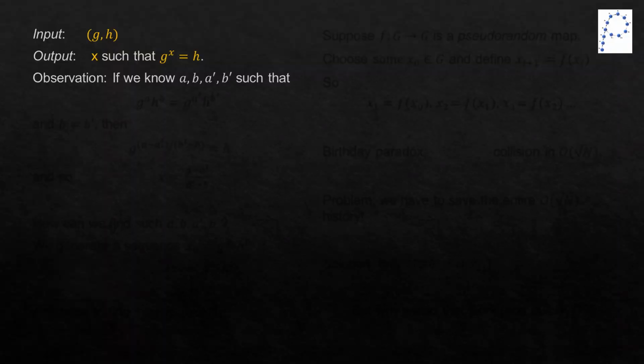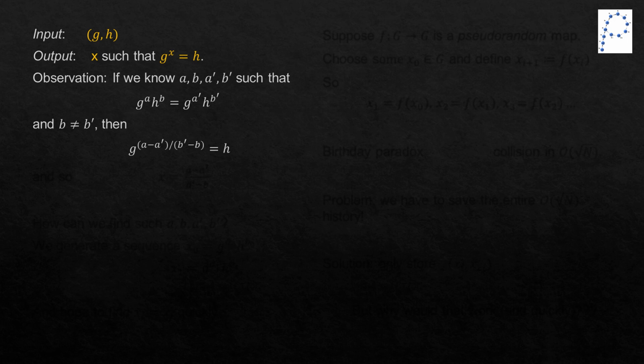And the underlying observation this time is that if we happen to know a, b, a prime and b prime such that this equation holds, g^a h^b = g^a' h^b', that's great, because we can move stuff around and get g to the power of (a minus a') divided by (b' minus b) is equal to h. And so we have x. So, okay, where can we get this equality from?